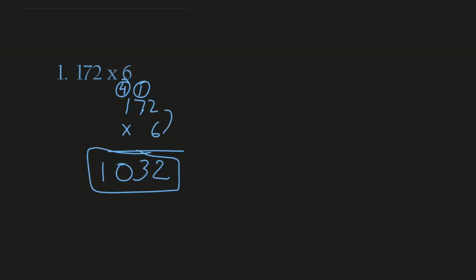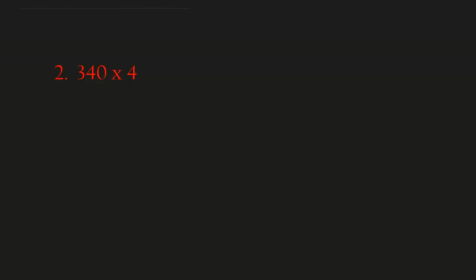Now let's do the next question. Next question here is 340 times 4. So we do the same thing again, set it up. So 340, multiplication sign over here, then 4. So 4 times 0 equals 0. 4 times 4 equals 16. So the 1 is going to go right here, and the 6 will stay here.